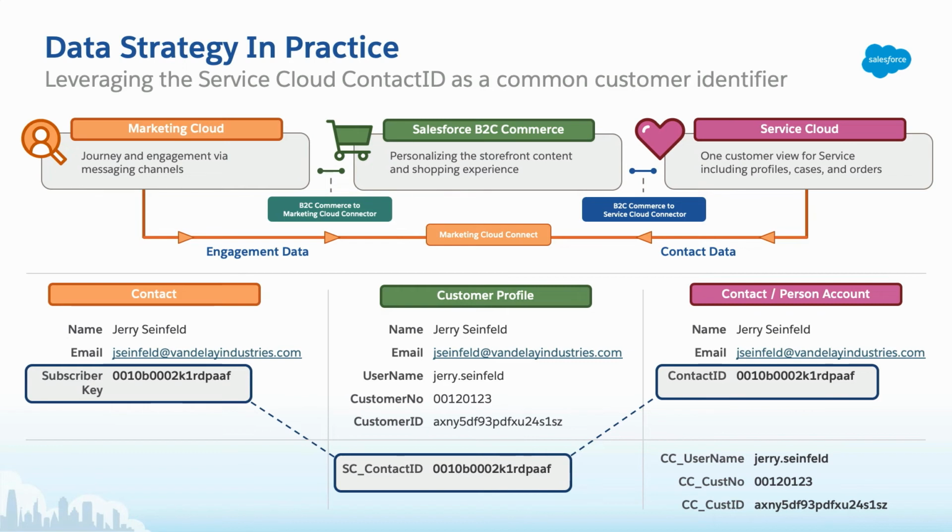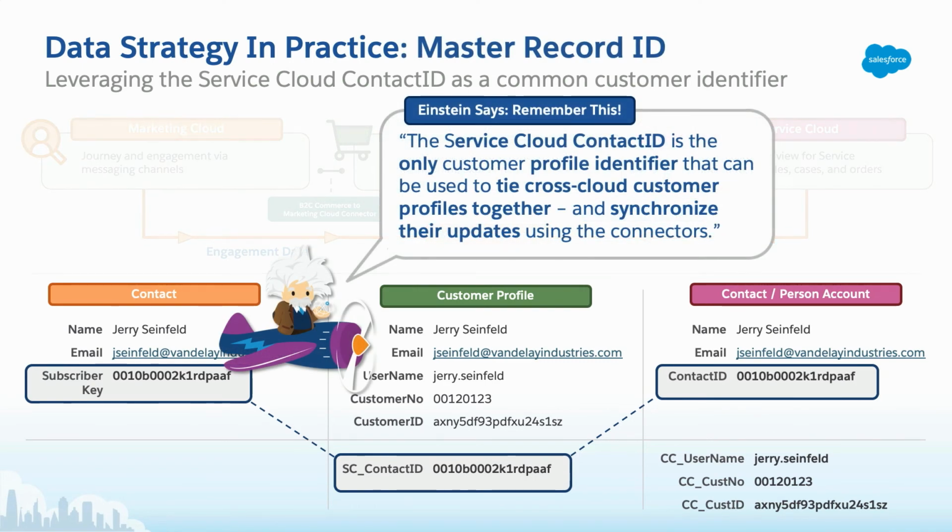I've got my master record for customers that's going to live in Service Cloud. I also want to have trustworthy representations of these customers in commerce and marketing. The way that we enable this is leveraging the Service Cloud Contact ID. All right, another Einstein says, please remember this. If you want to enable cross-cloud integration, the only identifier in our ecosystem currently that supports this today is the Service Cloud Contact ID, all right?